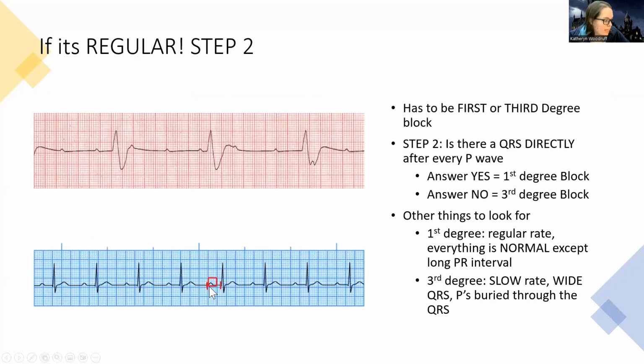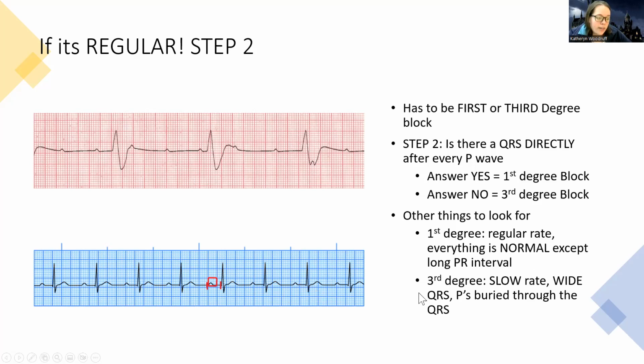So normally the PR interval is just supposed to be the space of one of these boxes, but you see this one, it's a little long. It's greater than one of these boxes. So this is what we would consider to be a first degree block, because like I said, regular rates, everything is normal. There's just a prolonged interval from the P wave to the QRS. So the space between the beginning of the P wave and the beginning of the pointy thing is longer than what it's supposed to be.